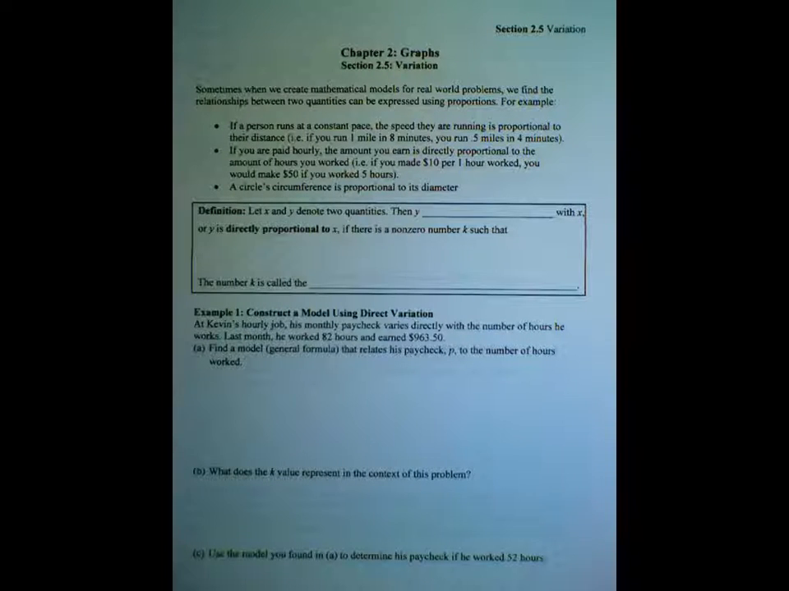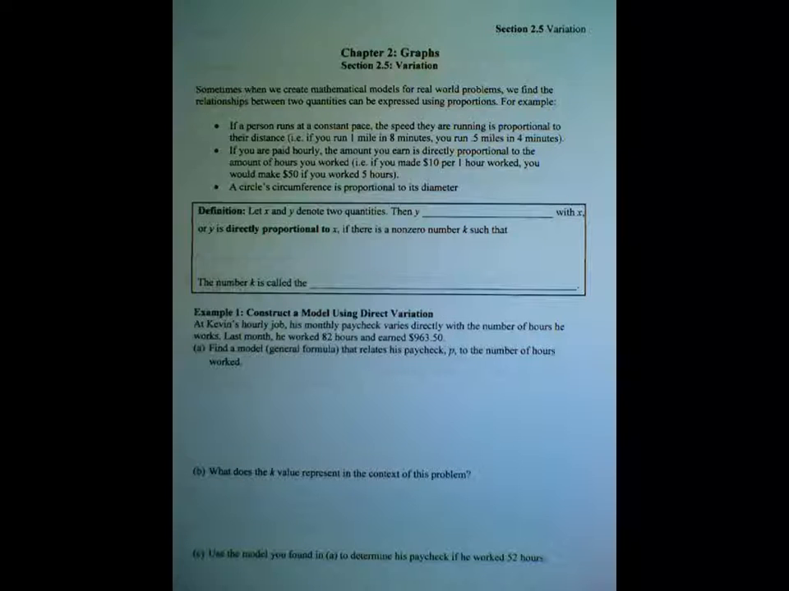Our last section from Chapter 2 is on variation, Section 2.5. These are real-world problems that we're going to use mathematical models to solve. They are examples of relationships between two quantities. When we talk about variation, we're going to look at two types. The first one is direct and the second one is inverse. There are other types of variation in the textbook, but these are the only two we're going to consider.